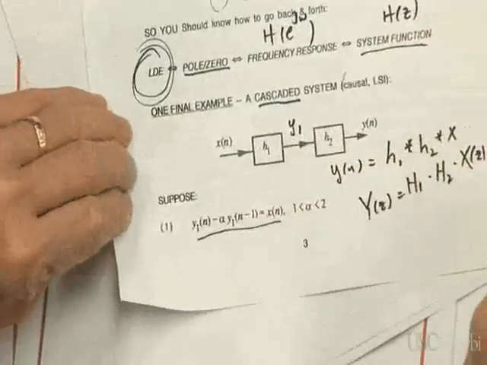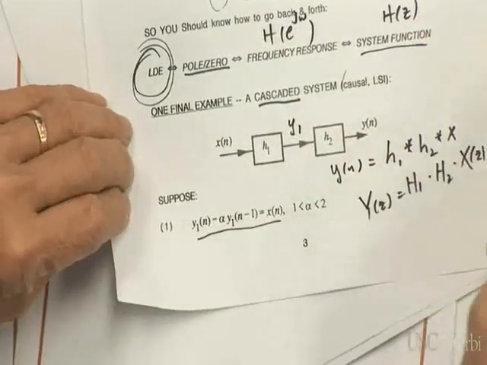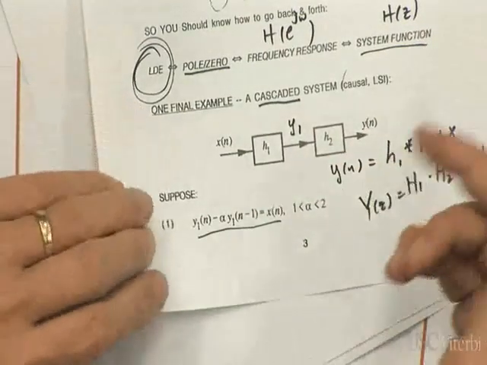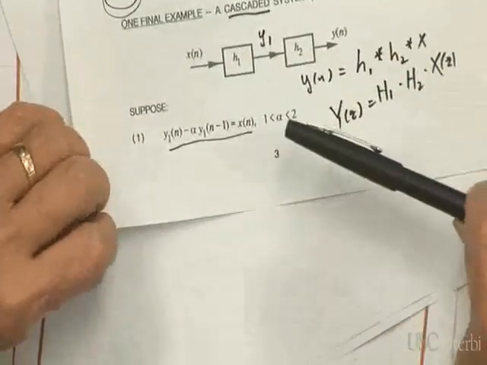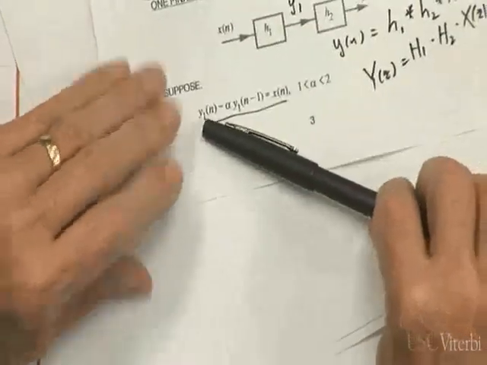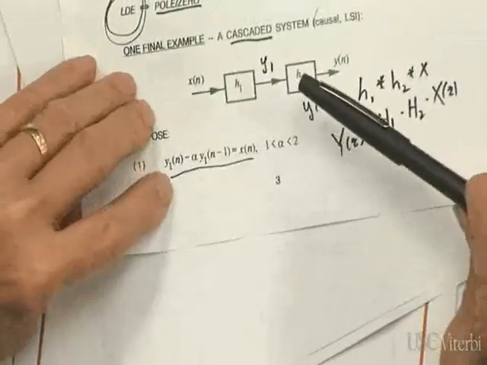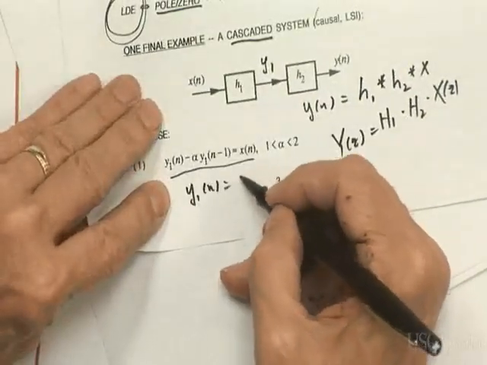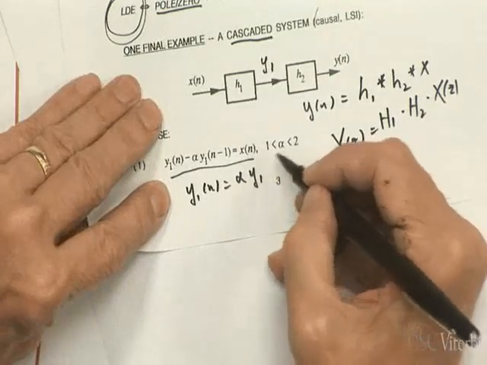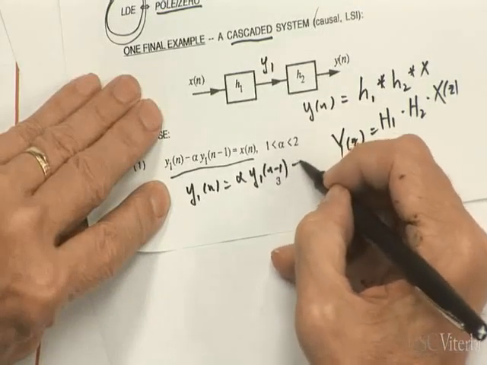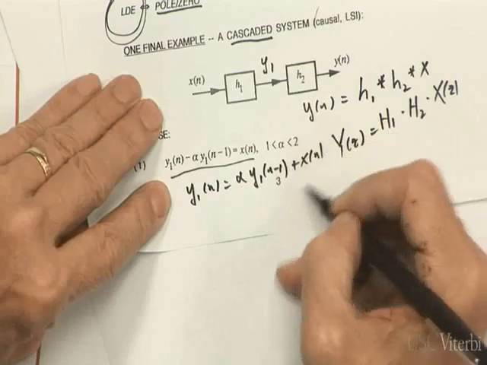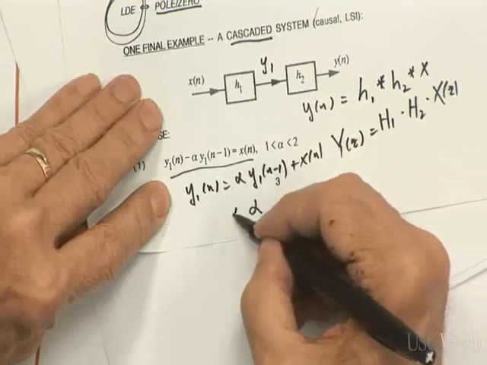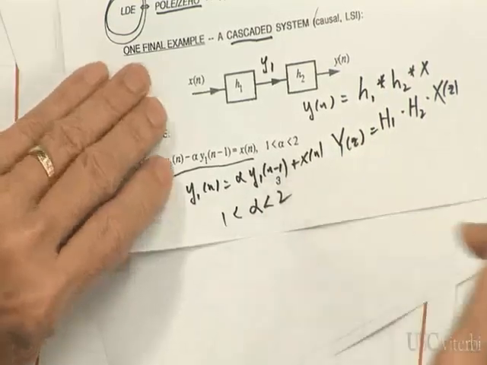So here is the difference equation. It's a first order difference equation that we've seen, known, and loved, and it involves the parameter alpha. y1 of n is equal to alpha times y1 of n minus 1 plus x of n. And alpha is not less than 1 here. Alpha is between 1 and 2.